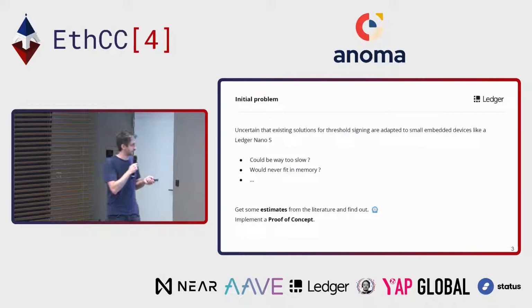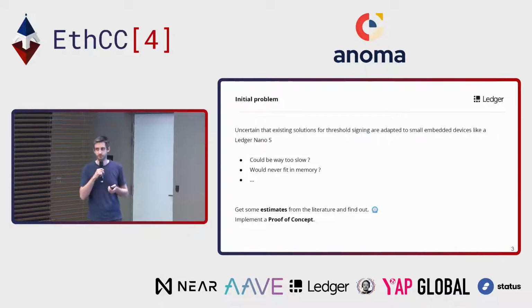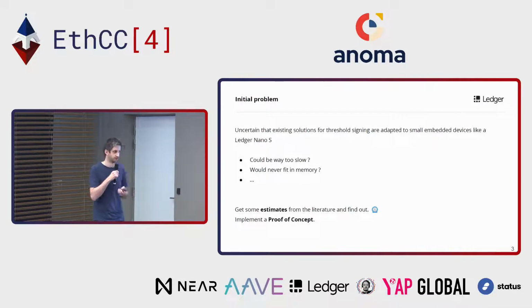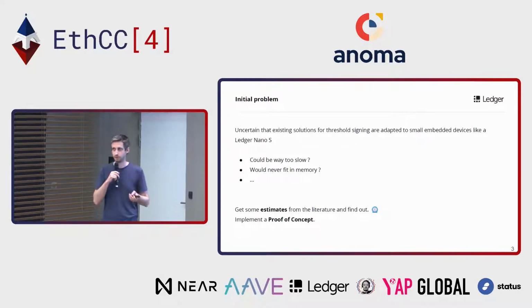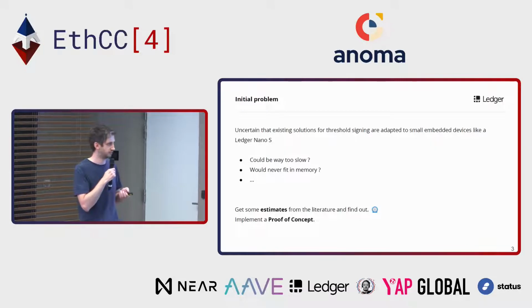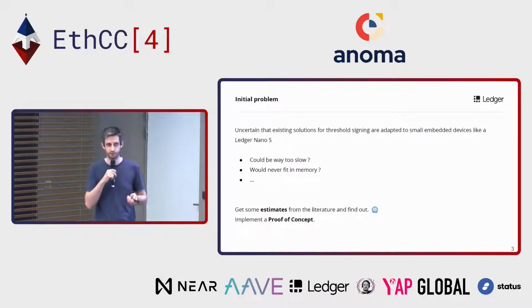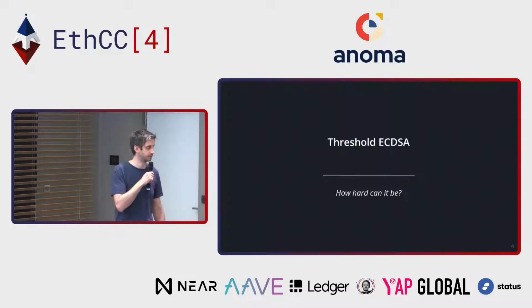So the initial problem is this: we were not certain that existing solutions for threshold signing are adapted to small embedded devices like the secure element we use in the Ledger Nano S, for example. It could be way too slow. Maybe it would never fit in memory because some schemes send and receive a lot of data. So the goal was to get some estimates, try to see if any of the schemes would fit, and implement a proof of concept if we find something that works.